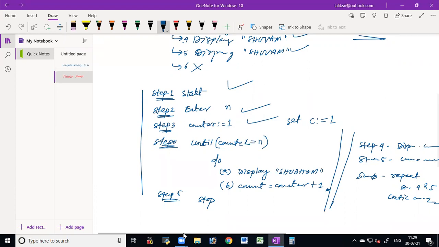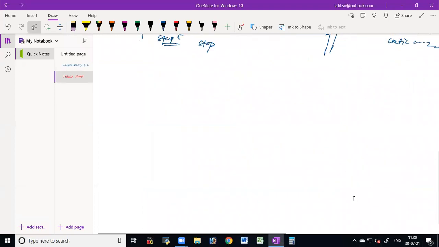No, sir. Now, can you display from 1 to n numbers, or first n numbers, 1, 2, 3, 4 like this? This algorithm is for displaying your name n number of times. Can you display from 1 to n, or first n numbers, 1, 2, 3, 4, 5 like this? Try this. I am drawing the flow chart for this.